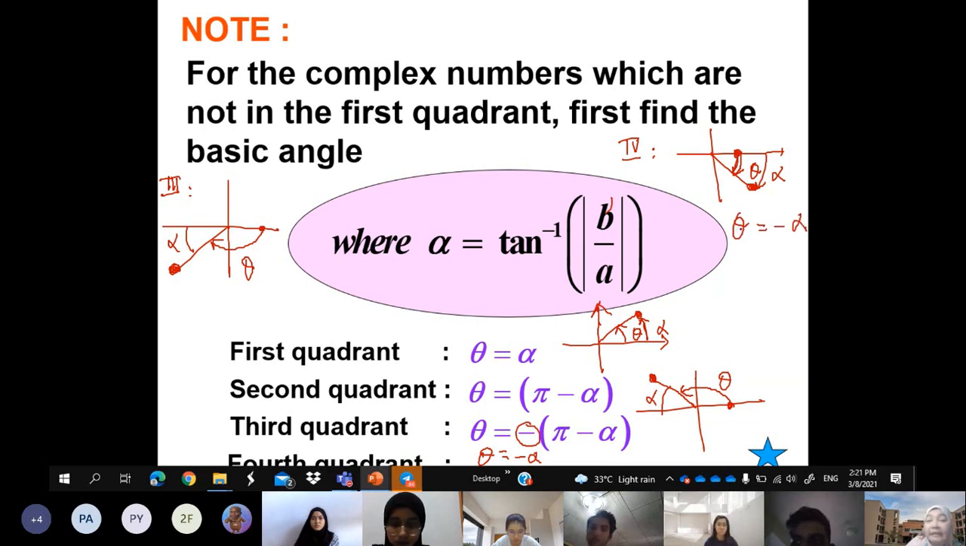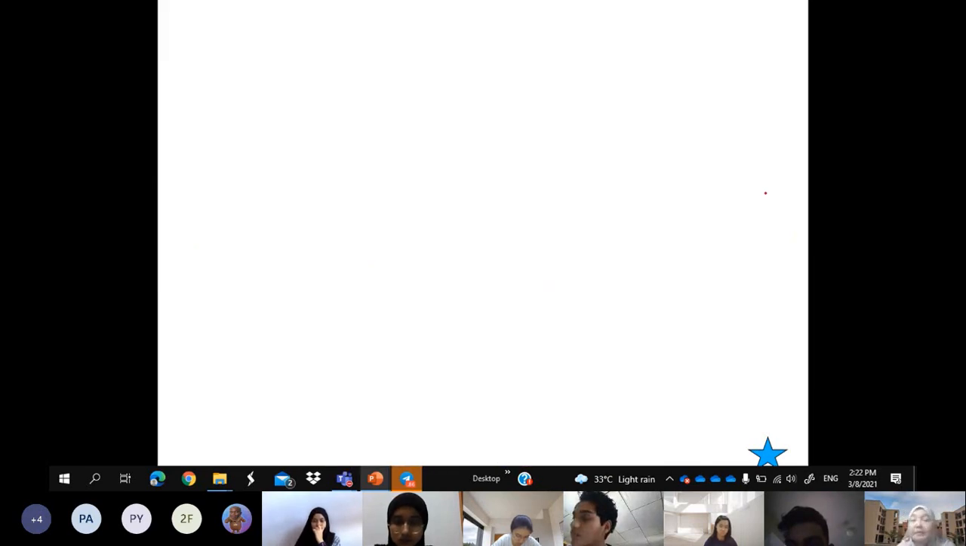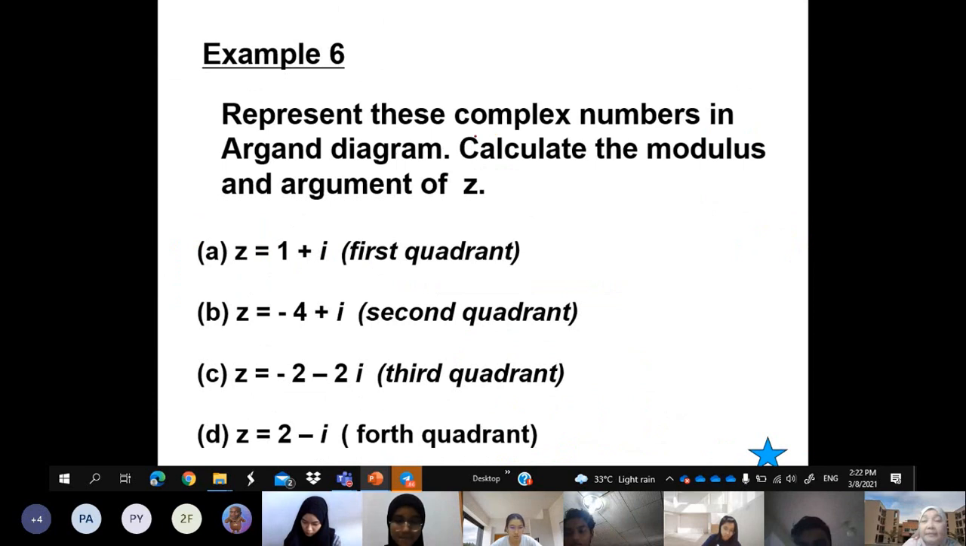Theta equals alpha, but because it lies in the fourth quadrant, just add a negative. First quadrant positive, fourth quadrant negative, the opposite, mirror image symmetry, right? Next: present a complex number in an Argand diagram, graph.